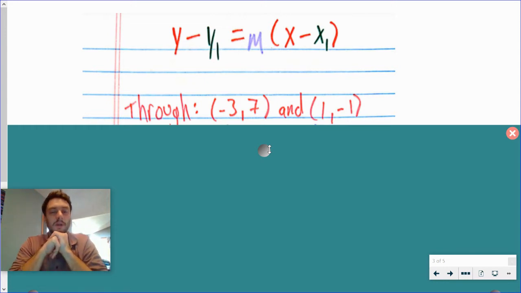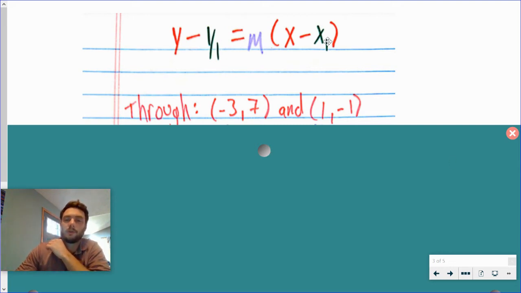-3, 7, and 1, -1. Well, so we need for this a point, y1, x1. Well, we have 2 points. Those are cool. So we could use either one of these points when we plug in here. Any point on the graph would do. So we could plug either of those in.